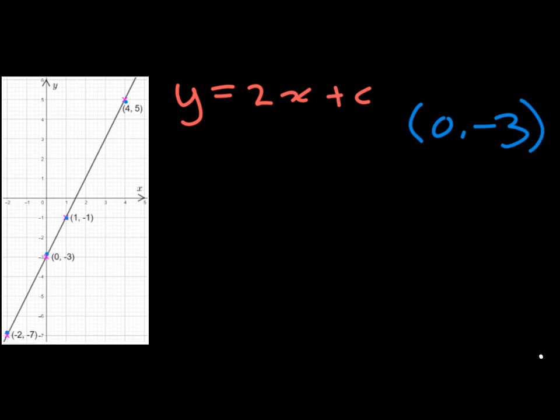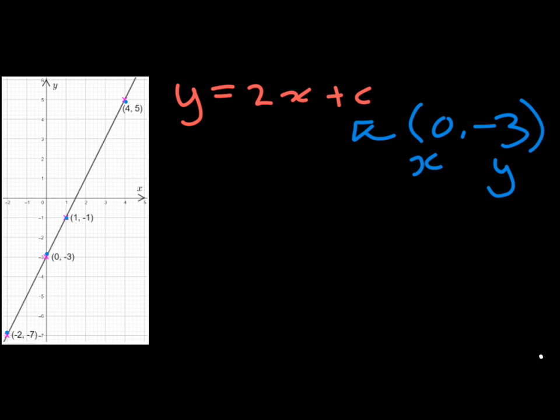Okay, so now we need to substitute this point into this function. We are able to do that because here we have an x value, which is 0, and we also have a y value, which is -3. So we substitute this point in for x and for y.